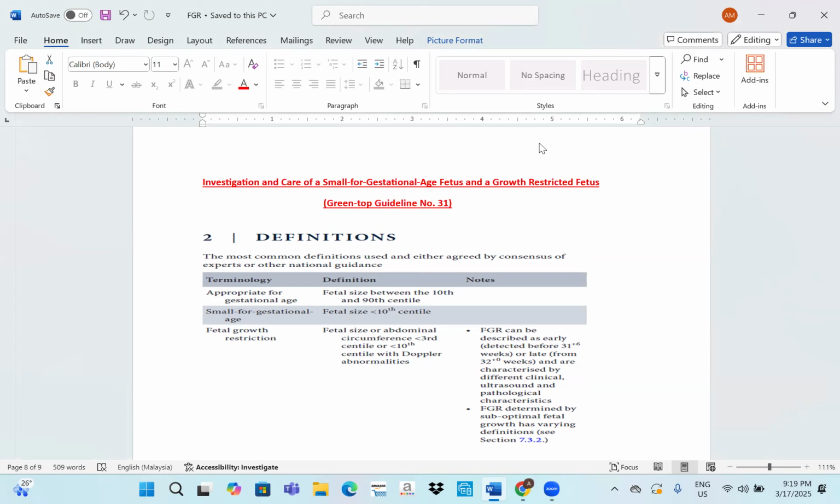Okay, so first of all, before going into the details of this guideline, in between I will be sharing some of the concepts as well. Okay, so the definitions that are important, first you should know about what is appropriate for gestational age. Later on I will also tell you how you will tell your examiner and how you will clinically apply this knowledge. Okay, so appropriate for gestational age is the fetal size between the 10th and the 90th centile. It is between the 10th and the 90th centile.